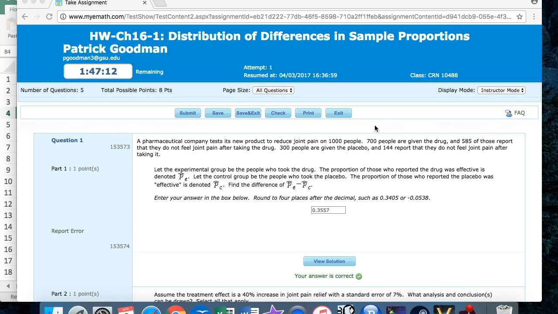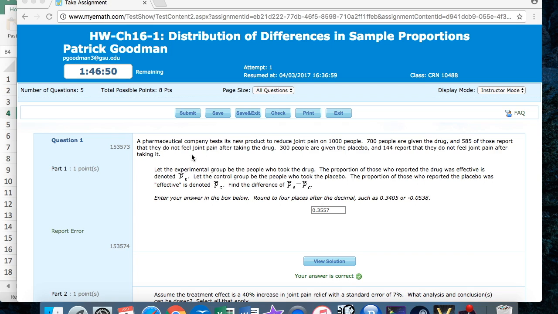Thankfully, there's only I think 15 total questions. There's 5 in 16.1, and then there's 10 in 16.2. So we'll go through some of those, and hopefully it helps out. Okay, so first things first, let's look to see what kind of problems we might expect to see in a distribution of differences in sample proportions.